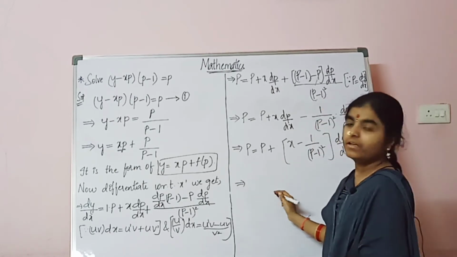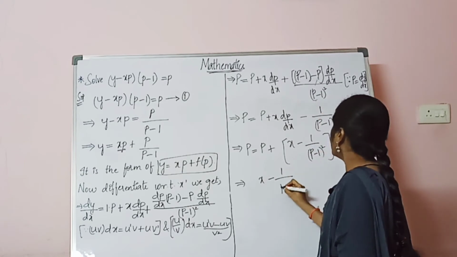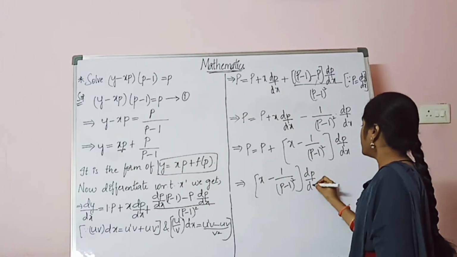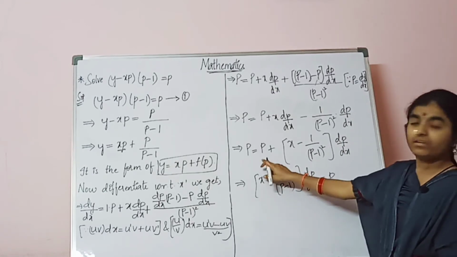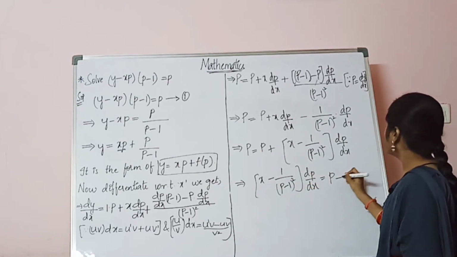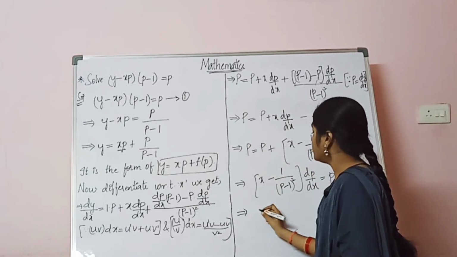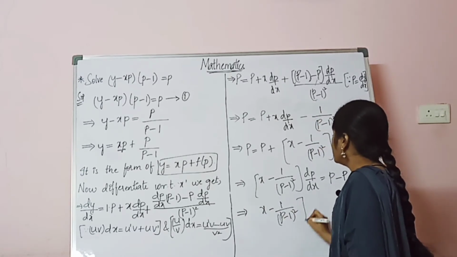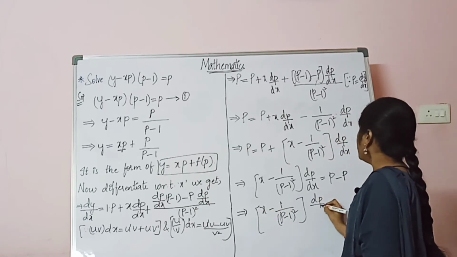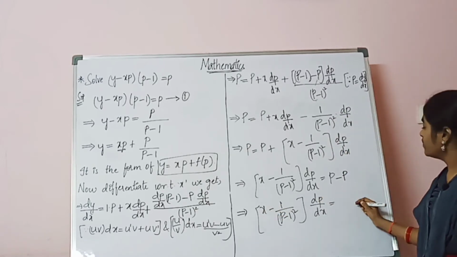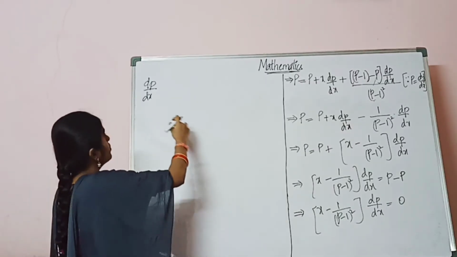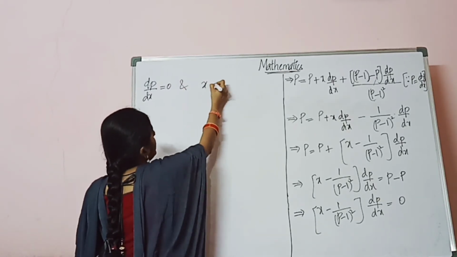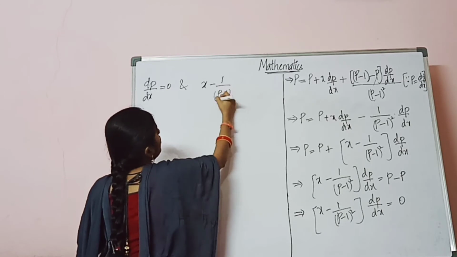That implies (x minus 1 by (p minus 1) whole square) into dp by dx equals p. Here plus p we are taking this side, so it becomes minus p. That implies (x minus 1 by (p minus 1) whole square) into dp by dx equals p minus p, 0. Now we have to separate both. So dp by dx equals 0 and x minus 1 by (p minus 1) whole square equals 0.